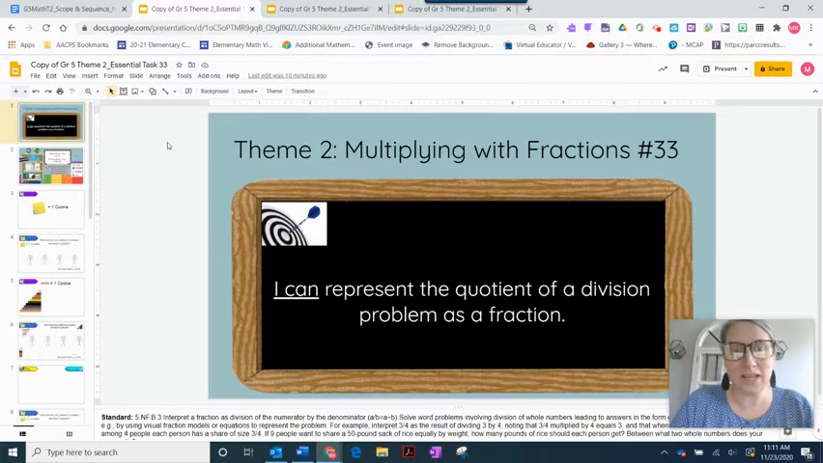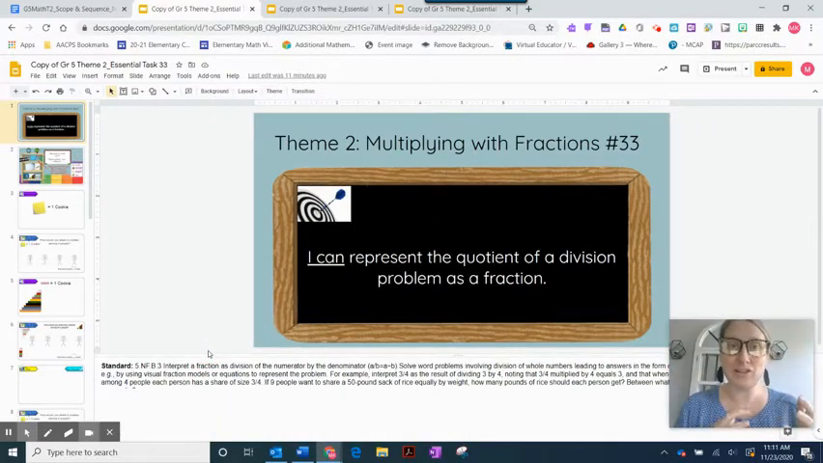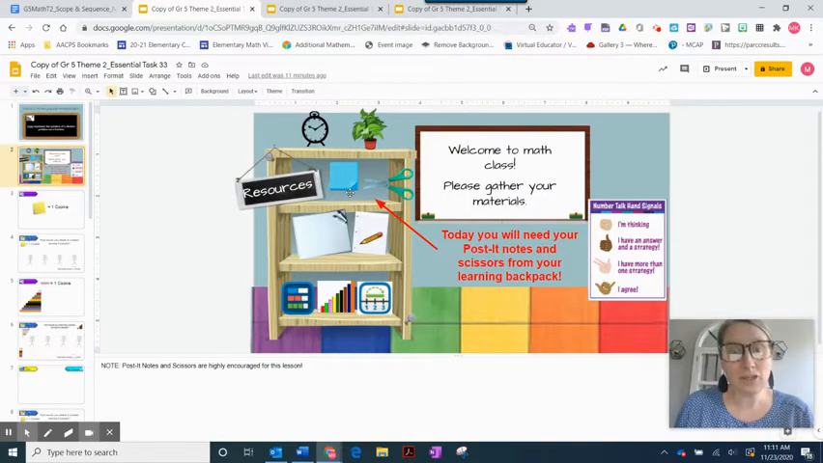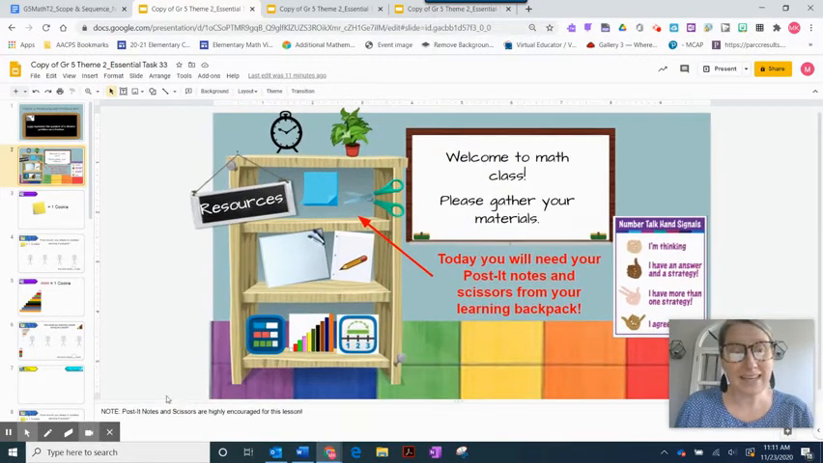So let's start with essential task 33. Once again, these are all 5NFB3, which is really relating division to fractions. So what does that look like? What does that mean? Something to note for this essential task is that students can use those Post-it notes and scissors that they got in their backpacks for this lesson. It definitely is going to allow students to see what they're doing and connect to it in a concrete way.